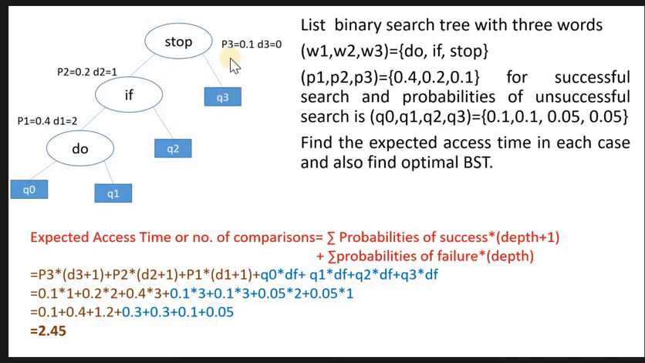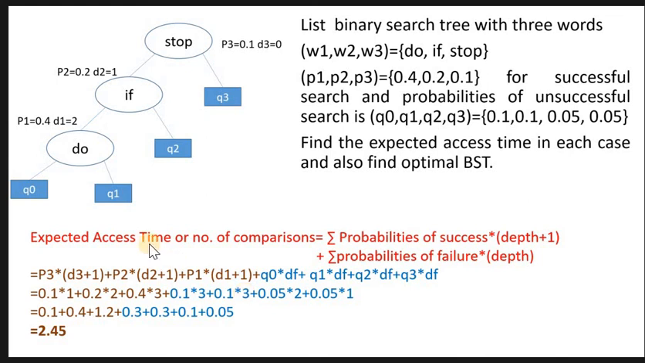So how can you solve it? Start with the first, that is P3 into D3 plus 1, because it's the probability of success. The next is P2 into D2 plus 1. Then P1 into D1 plus 1. Then you have to go for Q0. Q0 into DF, the depth of failure. So what is the depth of Q0? It's 1, 2, 3. So it is at level 3. So its depth of failure is 3. Don't go for plus 1.